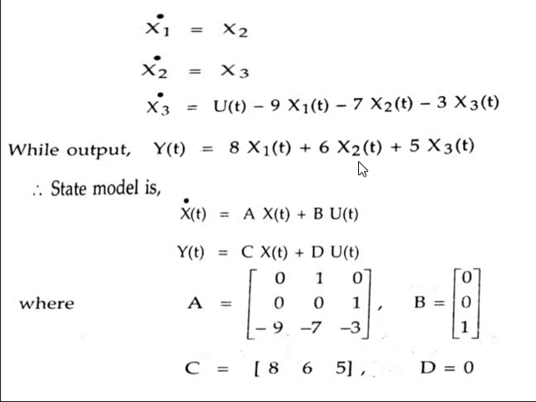And from the output equation we can design the matrices C and D. The C matrix we already know is a row matrix. So y of t is equal to x1 multiplied with 8, x2 multiplied with 6, x3 multiplied with 5, so 8 6 5. There is no u of t term in the output equation, so the D value is 0. So this is the output equation, and these are the state equations for a given state model by using the transfer function. If a transfer function is given, then we use the direct decomposition method or direct programming method.